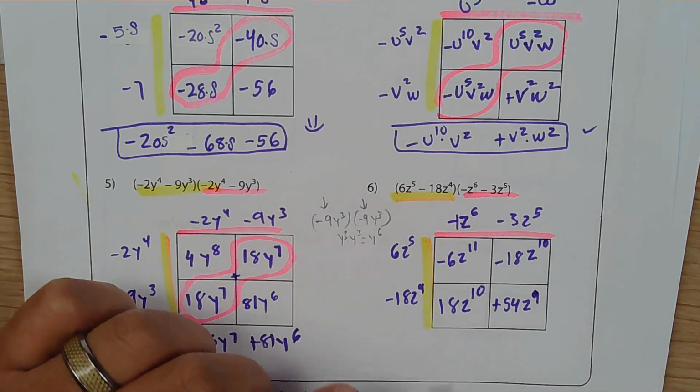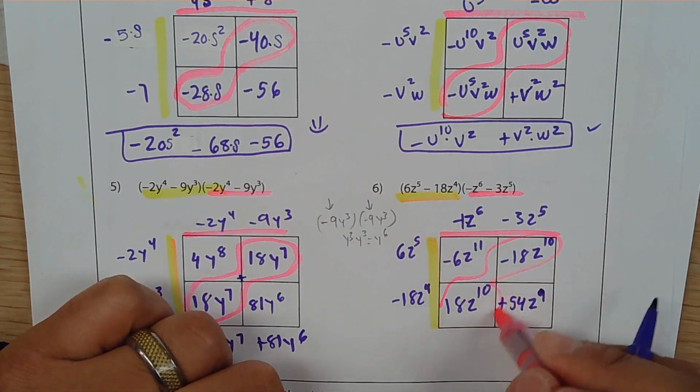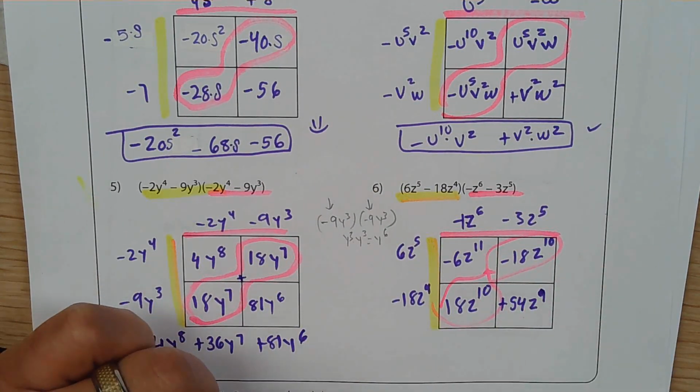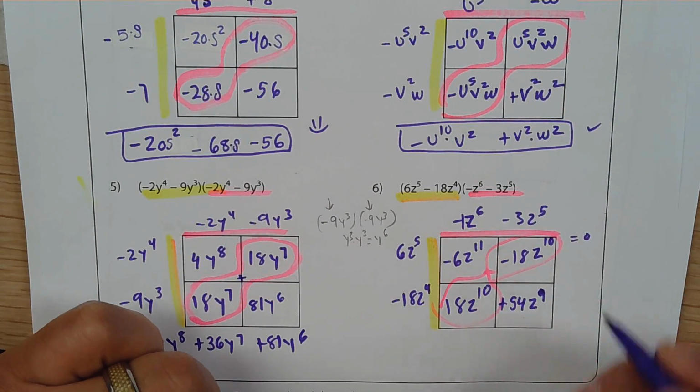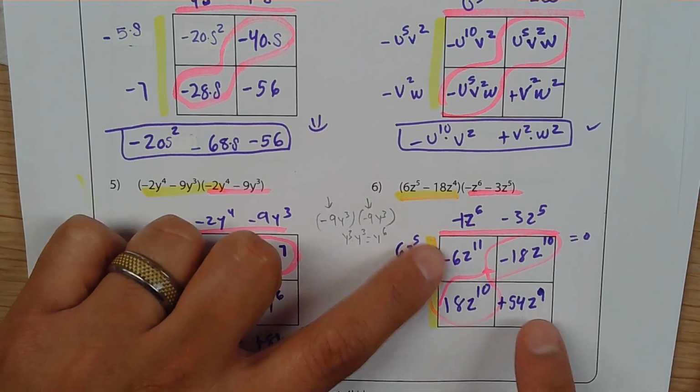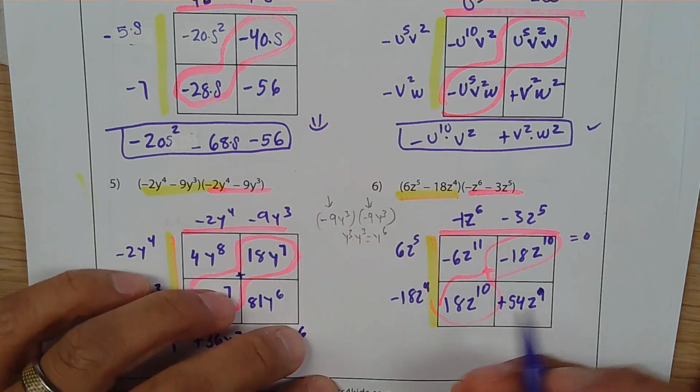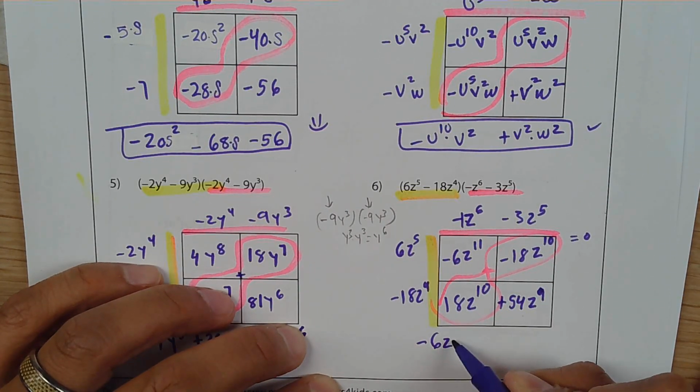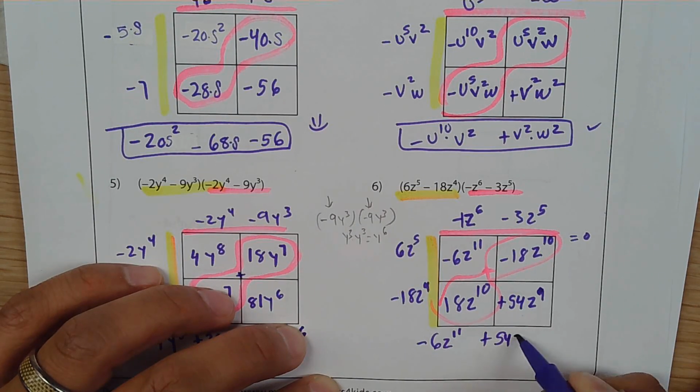And I think we can combine like terms. In this case, they actually will cancel out. They will be equal to 0. Okay, so all we need is the two numbers on the side. So negative 6z to the 11 plus 54z to the 9.